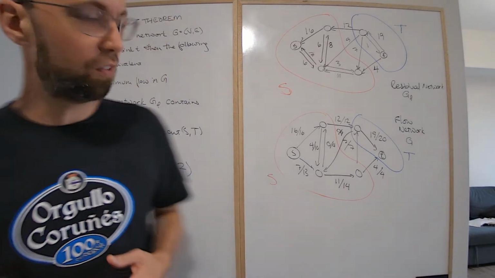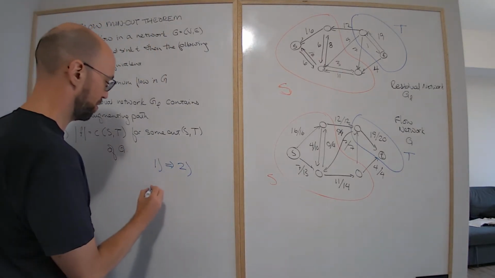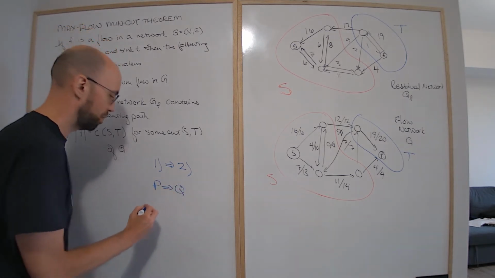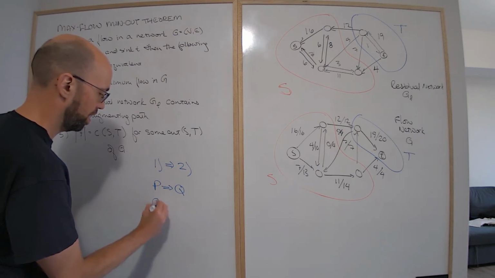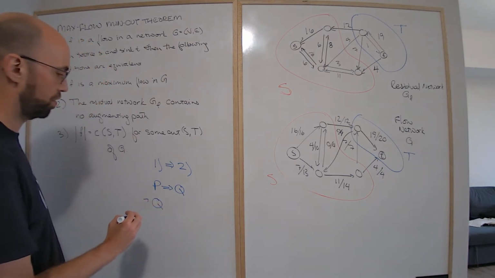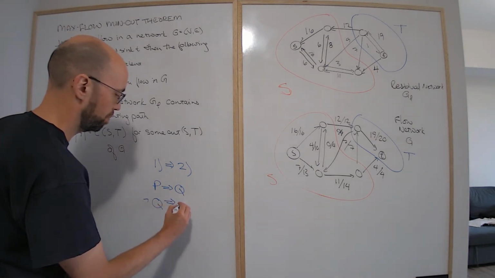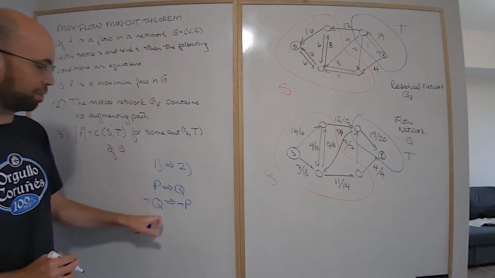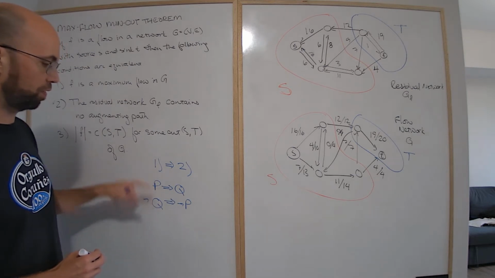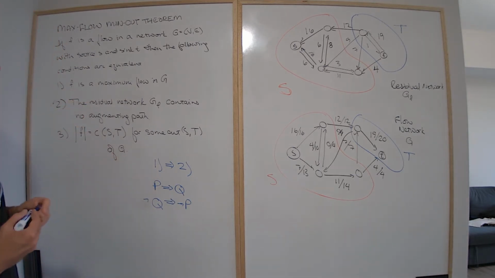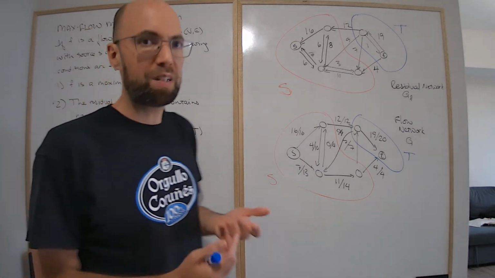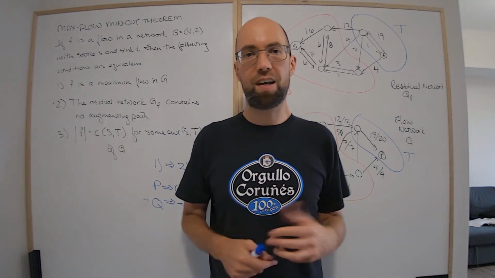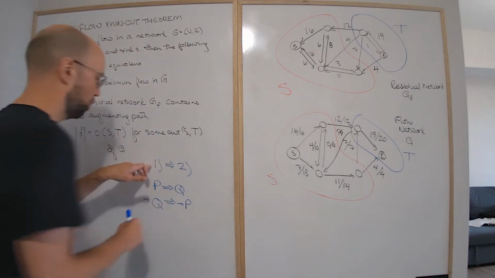Okay, so this is like saying, remember propositional logic, which we love so much. We're trying to prove P implies Q. Well, this is equivalent to saying not Q implies not P. So we're saying if there is an augmenting path, then F is not a maximum flow, because if there is an augmenting path, then we can take the minimum capacity along that augmenting path, and add it to F. Okay, so we're done with this part. 1 implies 2.